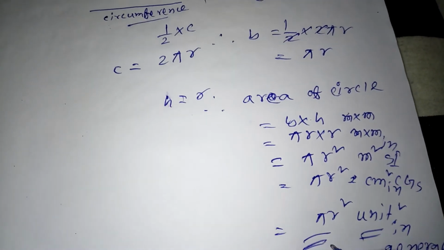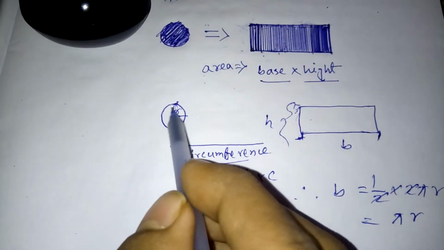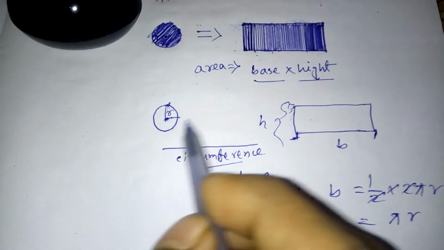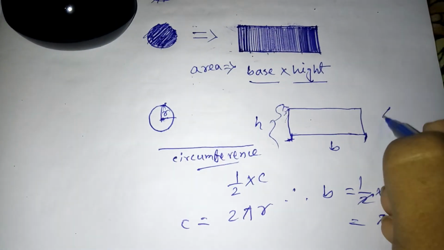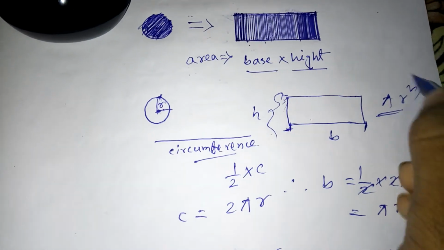So this is our proof that the area of any circle will be pi r square. That's our value.